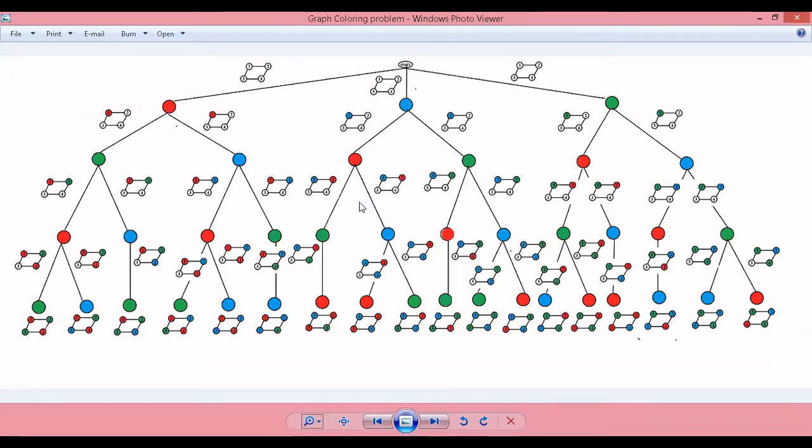But what is needed is these colors, red, green, blue. This is actually needed. In the textbook, what they have done, red, green and blue, they have given numbers. Red they have given as number 1, blue they have given as 2, green they have given as 3.